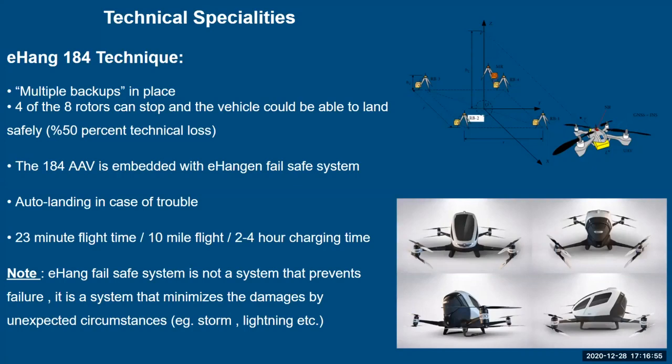Also, Ehang has a fail-safe system which enables the device to minimize unexpected occasions such as lightning, storm or heavy rain. Among all of these specialties, Ehang 184 can also auto-land in any kind of situation, which can be the situations that I mentioned earlier or any kind of unexpected natural circumstance. The UAV has a 23-minute endurance time for a 10-mile flight, and this flight can be in 2 to 4 hours.